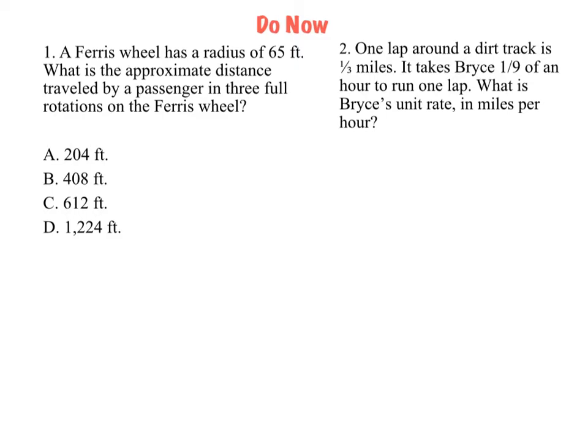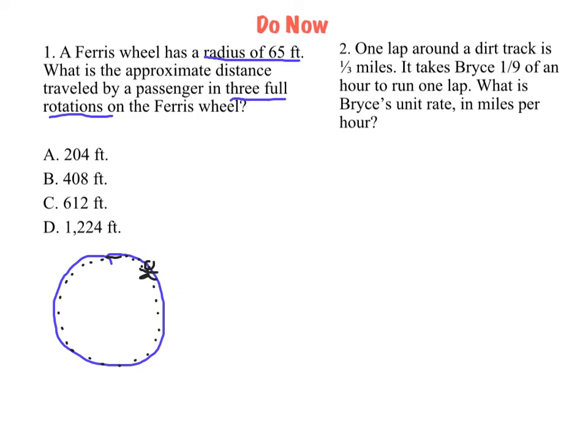So the first problem, I see I have a Ferris wheel that has a radius of 65. I'm going to go ahead and underline radius because I know that is a key word. I want to know the distance that a person travels in 3 full rotations. So I'm going to draw a picture of a Ferris wheel, which I know is a circle. If I have a person sitting on the outside, they're traveling around the Ferris wheel.